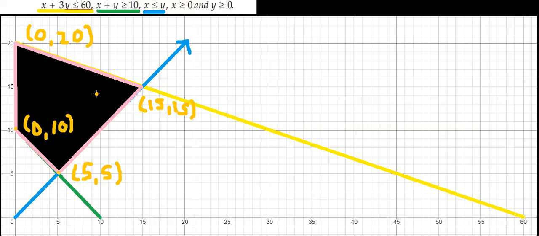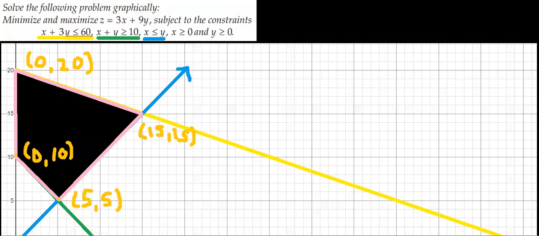And now what I have to do is evaluate the objective function at these points. My objective function is 3x plus 9y. Let's do it at this point first, in green. If x and y are both 15, then 3x would be 45, and 9y would be 135. If I add those two up, I get 180. So the objective function here evaluates to 180.